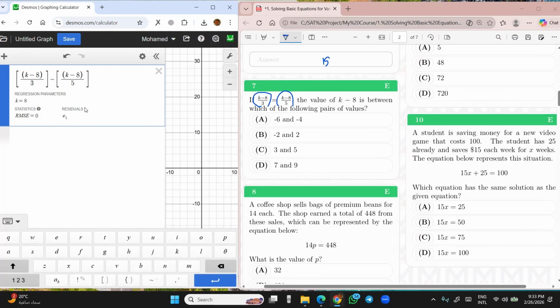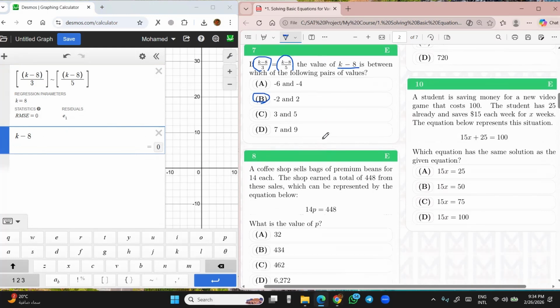But don't go to choose 8, which is between 7 and 9, because the question says find k minus 8. So we can just write k minus 8, which is of course 0. And where does the 0 lie? Is it between -6 and -4? Of course not. The 0 is always between a negative and a positive number, which makes B the correct answer.